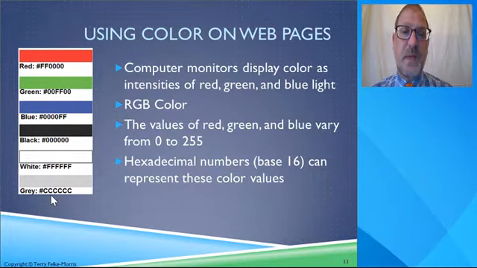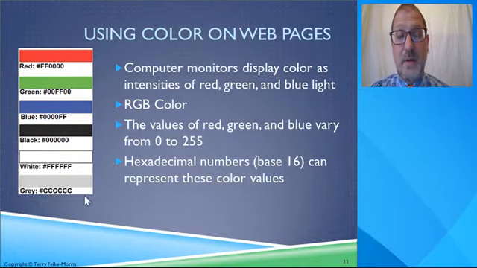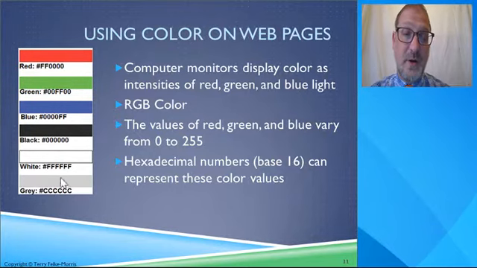And then gray is CC, CC, CC. The gray could also be, let's see, 999999. That would be a darker gray. 555555. That would be an even darker gray. And the closer you get to F, it gets closer to white.